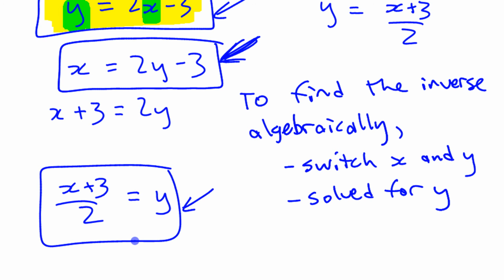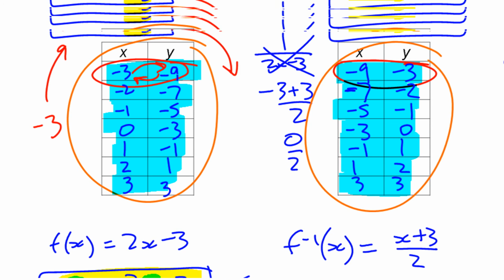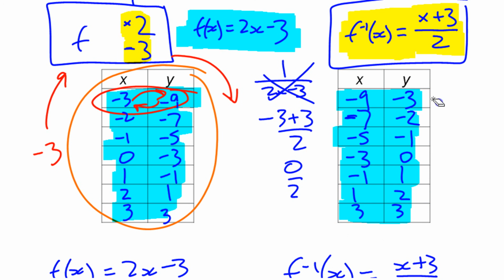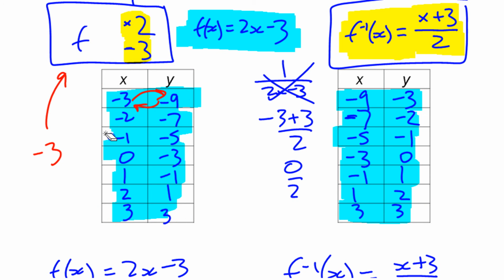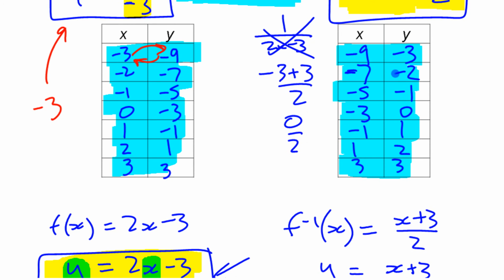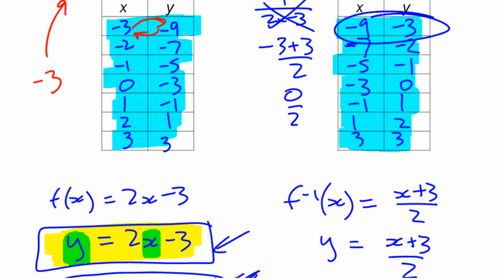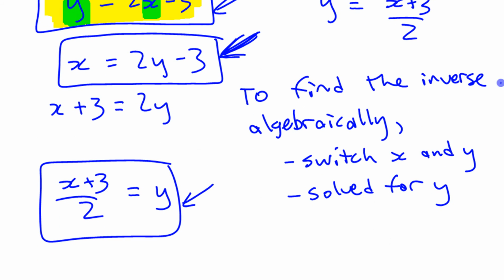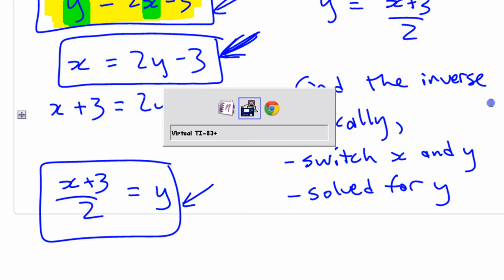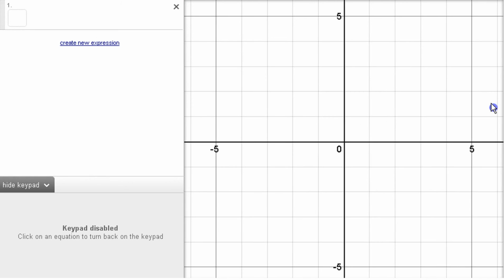All right, now let's look at the graph. We've looked at the table of the two, the big messy table that I made, and we've looked at the equation. Okay, the table has the coordinates switched. The equation has the variables switched. What does a graph have? We're going to graph those two functions right now.